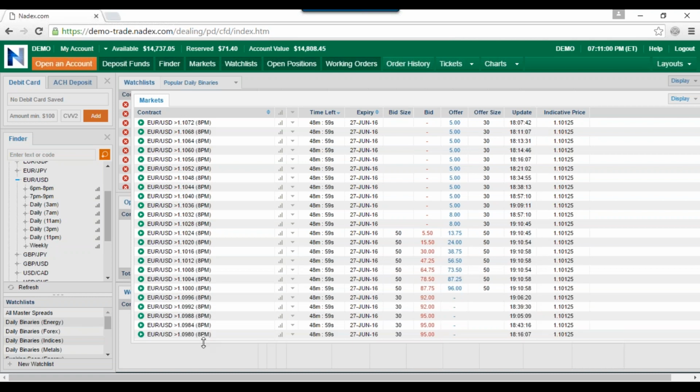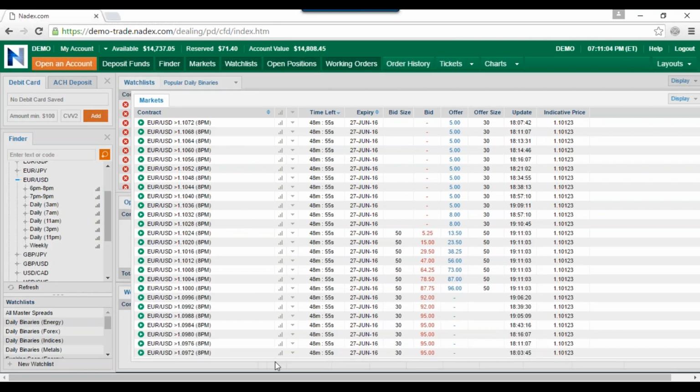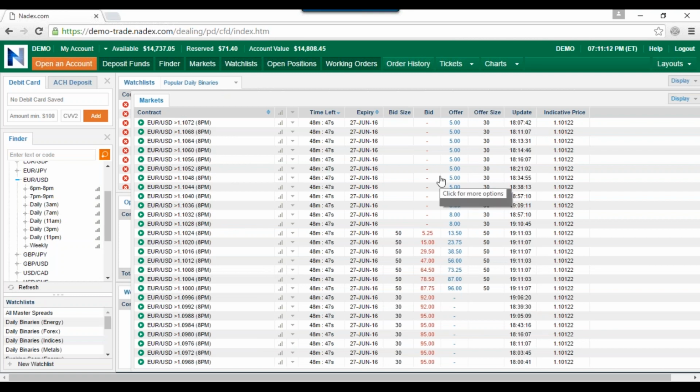These binaries open up at 6 o'clock and they expire at 8 o'clock. So if you ever open up this right here and you say, okay, man, all these different strike prices, these are all different binaries. Look at that. I have a ton of binaries to choose from. How do I know to pick the right one? There's so many to choose from, right?